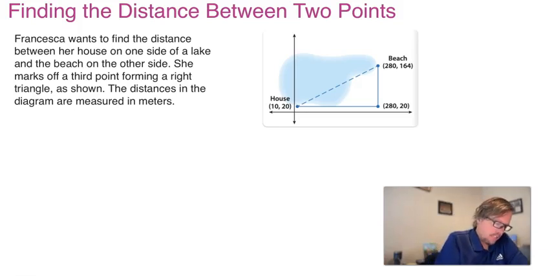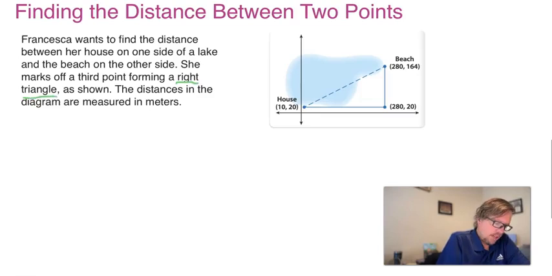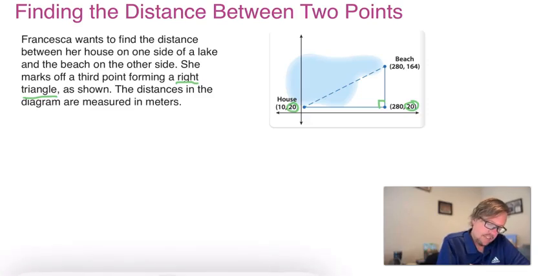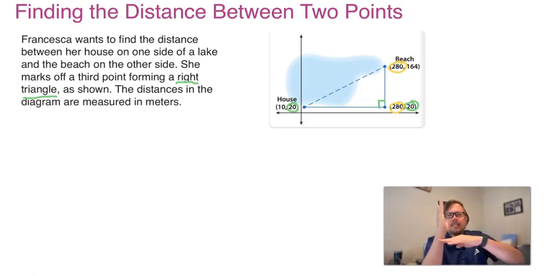It's helpful that the problem tells us that it forms a right triangle, so we can go ahead and mark that. If it didn't, we would still be able to tell that it's a right triangle by looking at the coordinates that are listed. If we look at the coordinates of the house and the third point she marked, we can see that they have the same y coordinate, which means that those two are straight across from each other. And if we look at the beach and the third coordinate, we can see that they have the same x coordinate, which means one is right above the other. And that means that these two lines are perpendicular, forming a 90-degree angle.